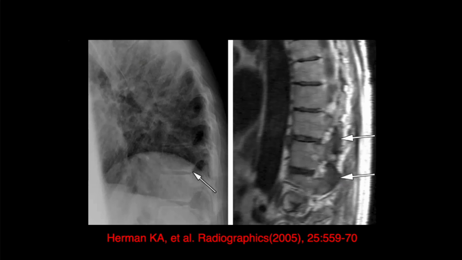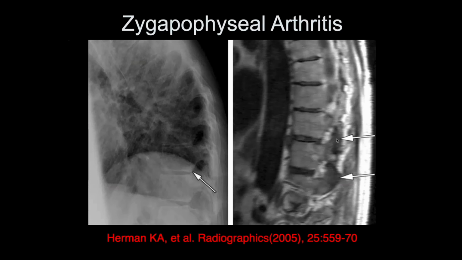Okay, so radiograph on the left, T1 MR on the right. So these are the shiny corners. Some sclerosis there. And then what do we see on the right? So the facet joints show some marked degeneration, sclerosis. This is erosive change and irregularity and subchondral osteitis.